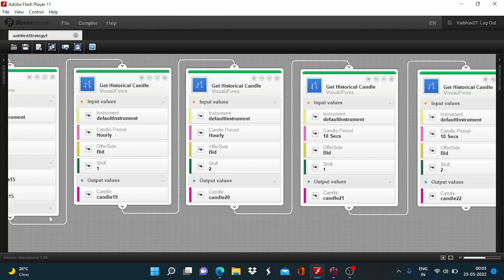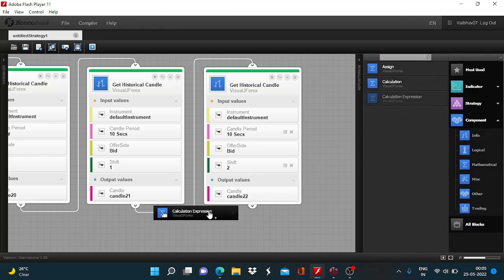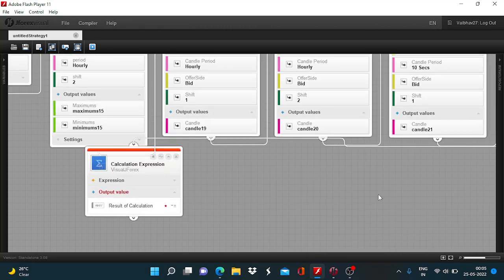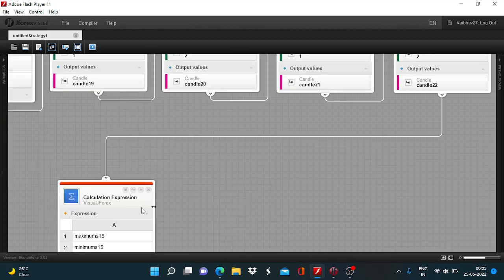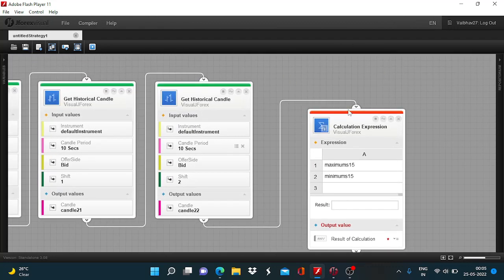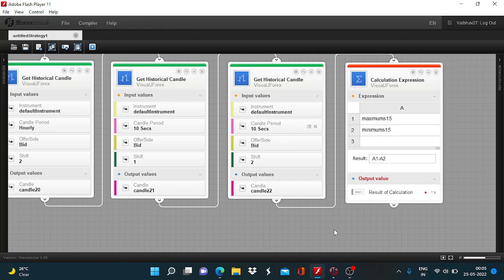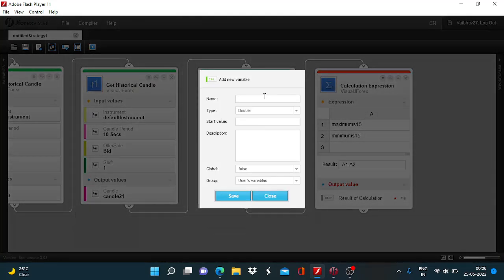Now to look at the actual difference between the maximum and the minimum, I will add the calculation expression. That's a mathematical component which I will join to this 10-second candle. Okay. Now we take into consideration the actual difference. So I have to deduct minimum from the maximum, which is a simple transaction A1 minus A2 as per the Excel convention. All I need to do is get A1 minus A2 and I will have the difference here. Support and resistance difference. Okay.